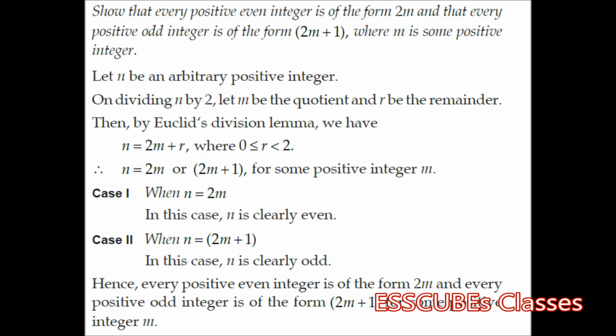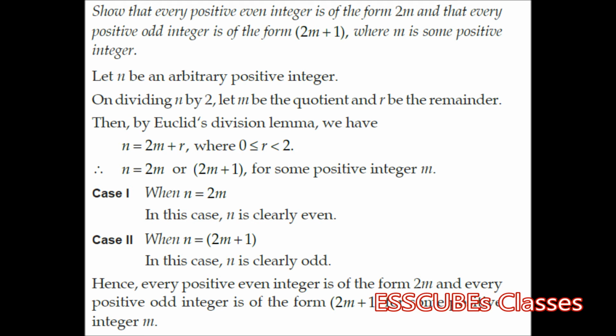Let us take another example. Show that every positive even integer is of the form 2m and that every positive odd integer is of the form 2m plus 1, where m is some positive integer. Well, let n be any arbitrary positive integer. On dividing n by 2, let m be the quotient and r be the remainder.